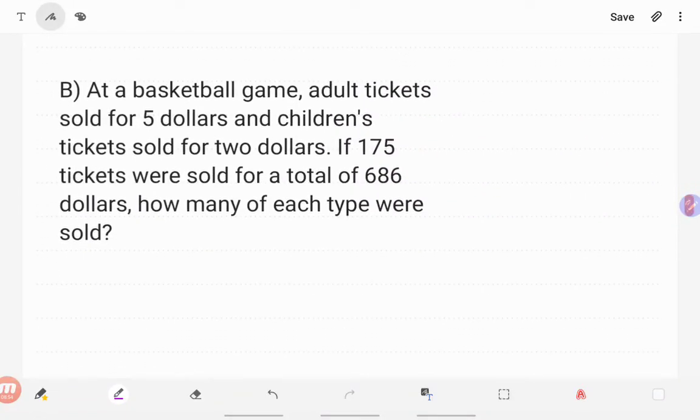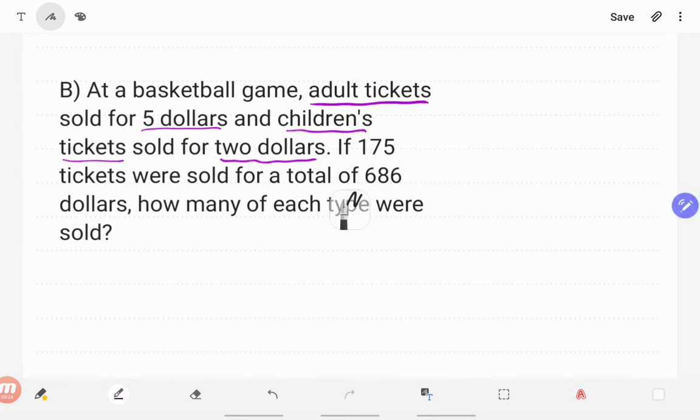It's practice B. And it reads, at a basketball game, adult tickets sold for $5 and children's tickets sold for $2. Okay, right off the bat, I'm thinking, I've got $2, $5. Those are my values. I've got adult tickets, I've got children's tickets. Those are my variables. So I've got 175 tickets were sold total, for a total of $686. How many of each type were sold?